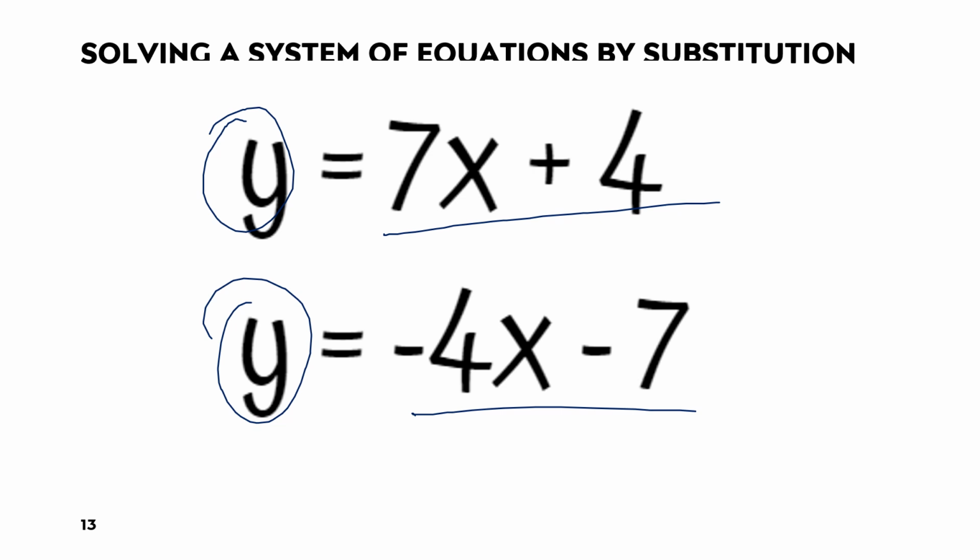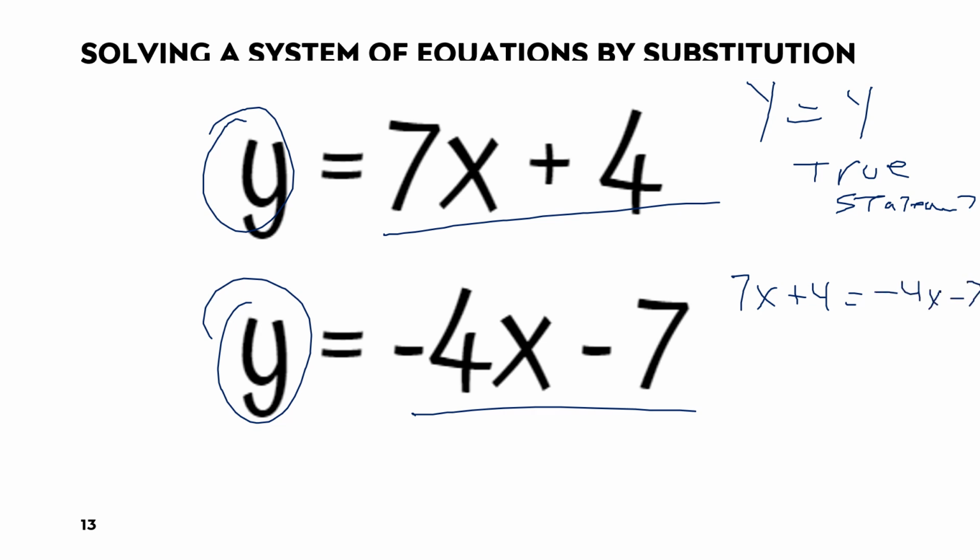Well, you set your equations or expressions up so variables are equal to like variables. So you could say, well, y is equal to y, which is a true statement. We know that's a true statement from earlier in the year. It's the reflexive property, but there's no math to do there. We can't get a single number. There's infinite solutions. But if we did 7x plus 4 is equal to negative 4x minus 7, we now have an equation with variables on both sides.